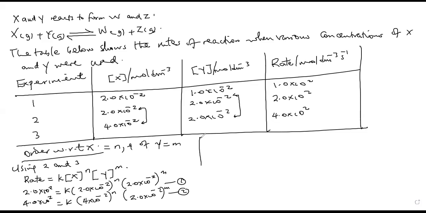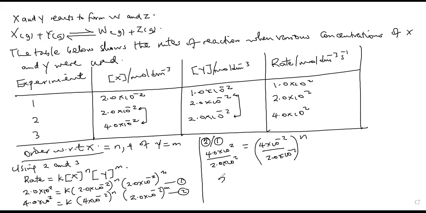Since these ones are constant, when you divide 2 by 1, these ones are going to cancel. K is going to cancel. So we shall have 4 exponent 2 out of 2 exponent 2 is going to be equal to 4 exponent negative 2 out of 2 exponent negative 2. Everything to the power n, because they have the same power. So when these ones are reduced, it will be 2 is going to be equal to 2 also to the power n. So it's like to the power 1, thus n is going to be equal to 1. And therefore, the order of reaction with respect to X is 1.